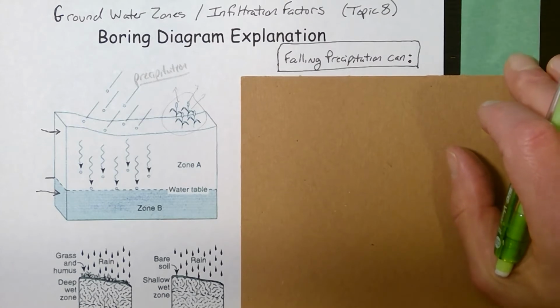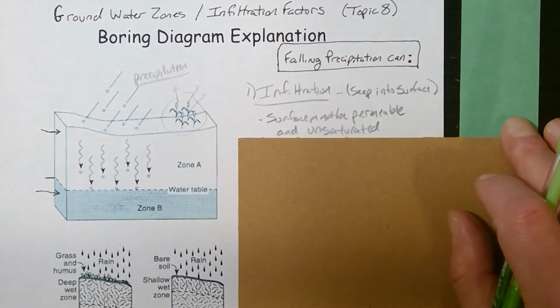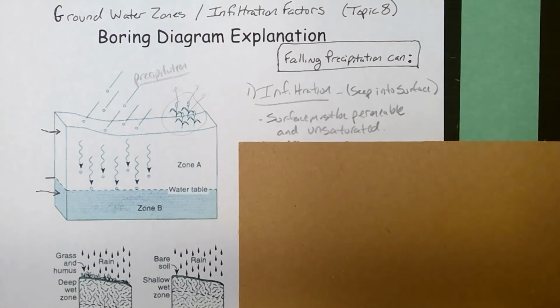Does it have to infiltrate? Well, infiltration means the water seeps into the surface. For the water to actually be able to flow into and below the surface, there are two characteristics that must be true. The first thing is the surface must be permeable. A permeable material will allow water to flow through it. If you have a goalie, you don't want your goalie to be permeable. You'd prefer to have an impermeable goalie.